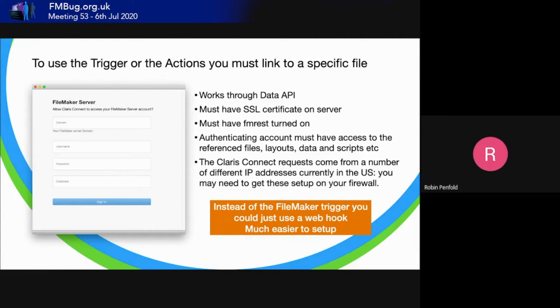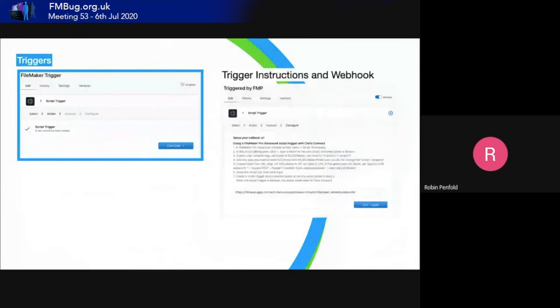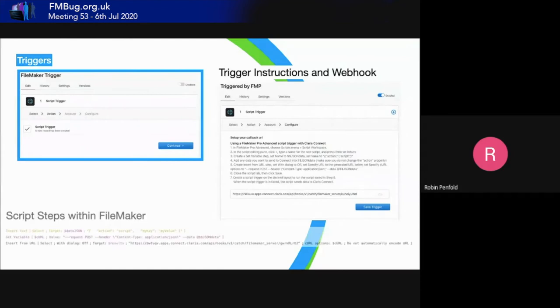Claris Connect triggers. It details how to set up the trigger and gives the unique URL to be called in the insert from URL script within FileMaker. The most basic script steps within FileMaker: set a variable called data.json with a key action with a value script, then add any other data you want to. Copy and paste the curl requests as detailed in Claris Connect, then use insert from URL.